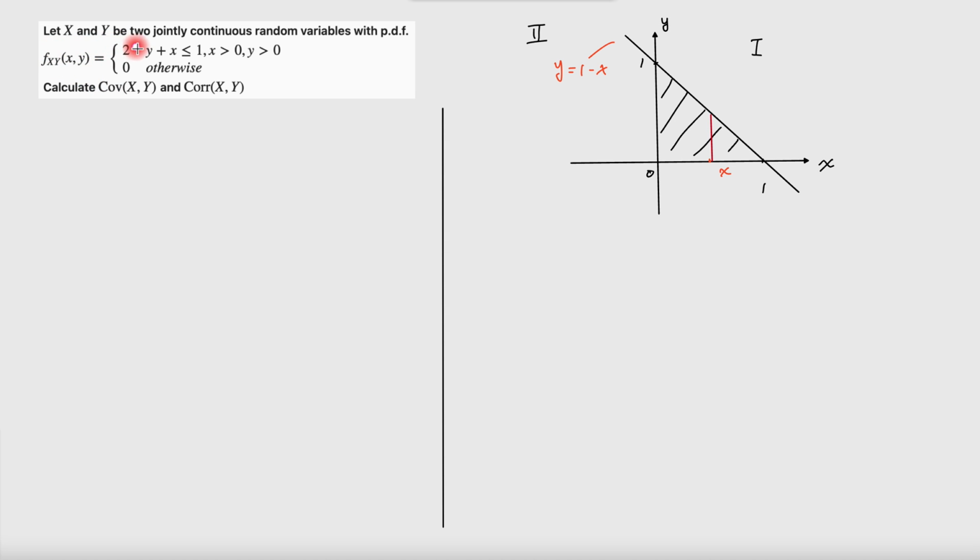Let X and Y be two jointly continuous random variables with the PDF given here. Calculate the covariance of X and Y and the correlation of X and Y.